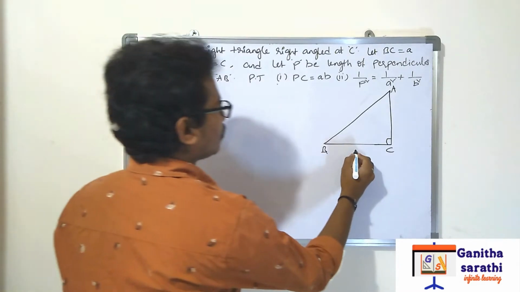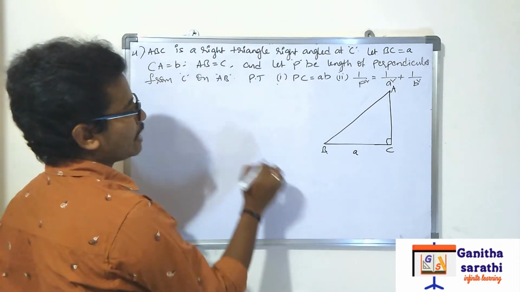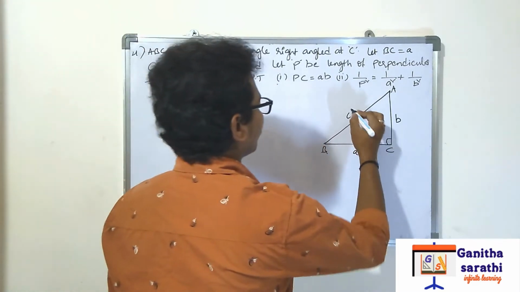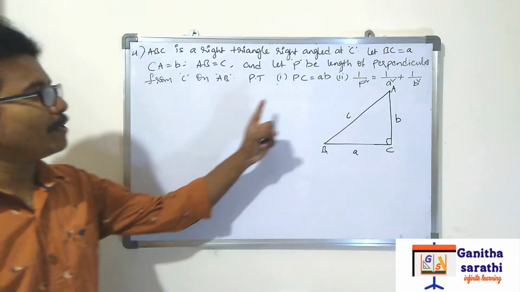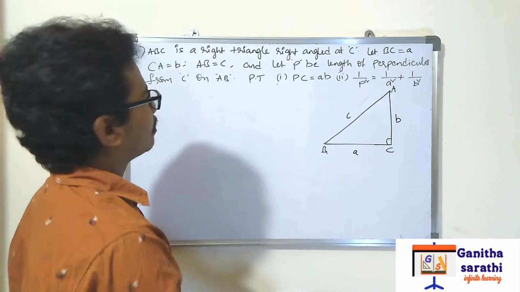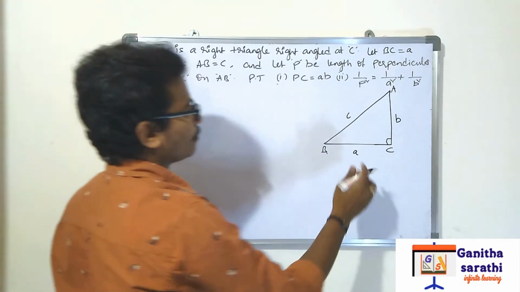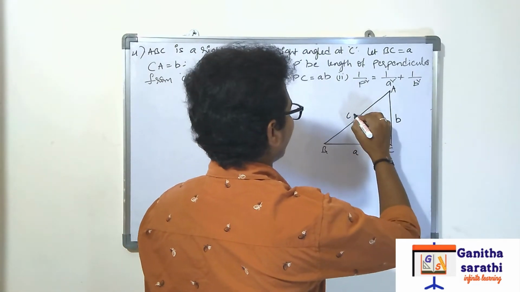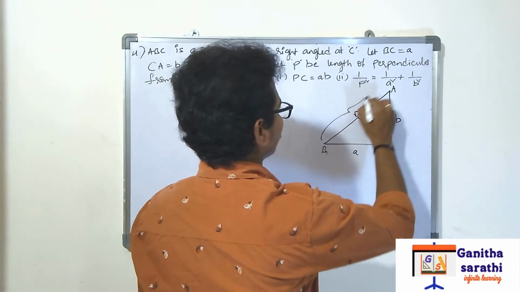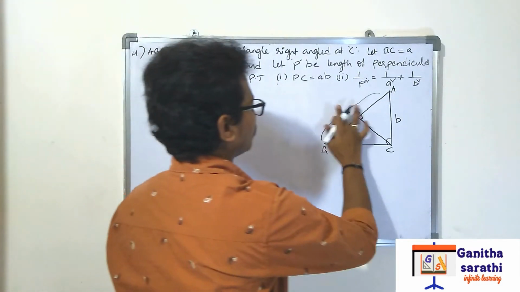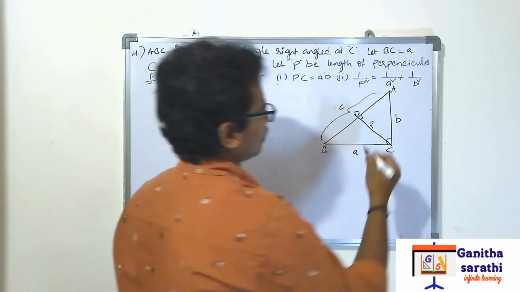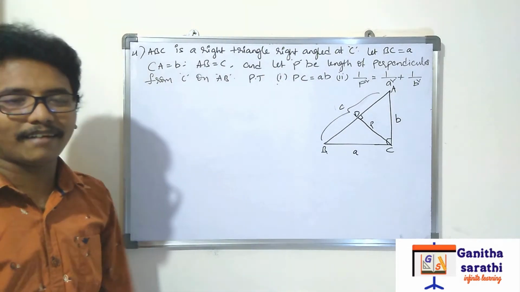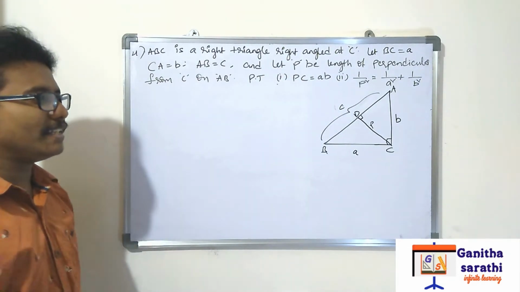Let BC be equal to small a, CA equal to small b, and AB equal to small c. Let P be the length of the perpendicular from C to AB. Take the foot of the perpendicular as D. This side is small c, and this is P. Now we have to prove that PC is equal to AB. How will we find that?